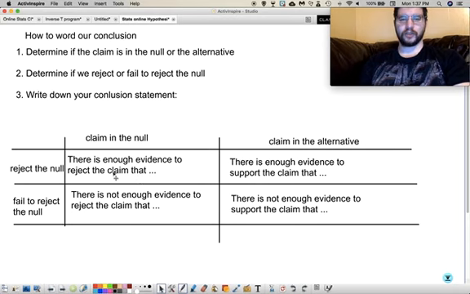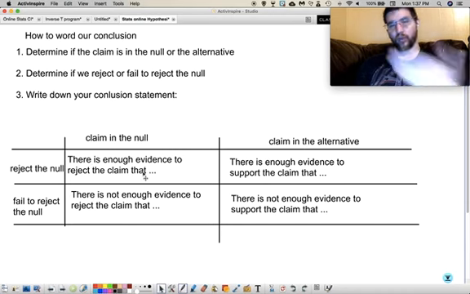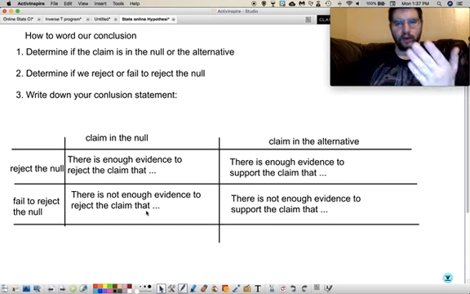One of these is what you're going to be writing down every time. And the claim just represents you copying down the words that the claim says. Claim that Doritos make you fat, whatever the claim may be. So if the claim is in the null and we reject the null, we say there is enough evidence to reject the claim that whatever the claim was. So this is the only time we actually reject the claim. If the claim is in the null and we fail to reject the null, there's not enough evidence to reject the claim that whatever the claim is.